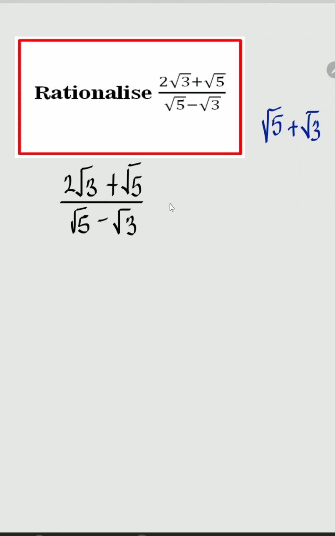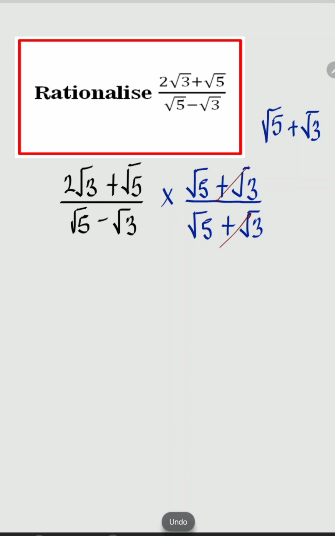Therefore, this conjugate will now be used to multiply both numerator and the denominator. That is root 5 plus root 3 over root 5 plus root 3. And don't forget that these two sides can also be cancelled out, and we'll get our question back. So which means we have not done anything wrong. We have not committed any mathematical blunder there. So we are still correct.